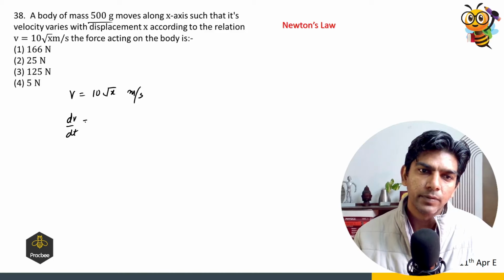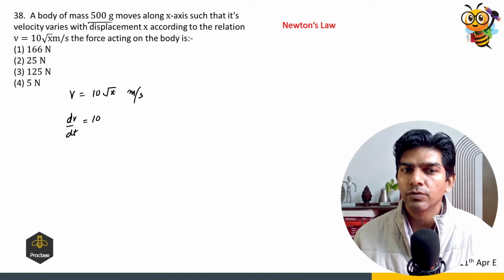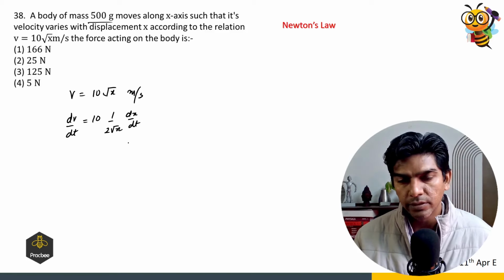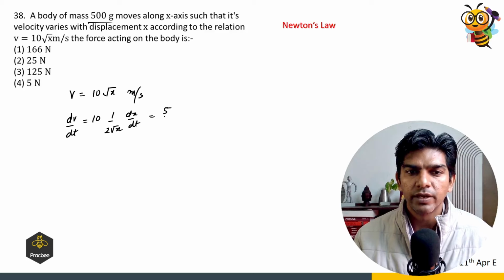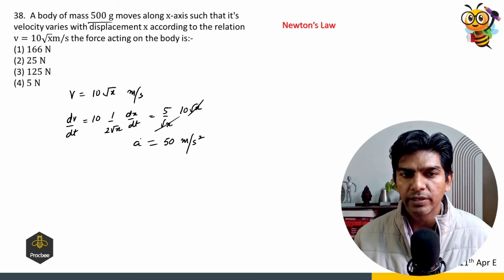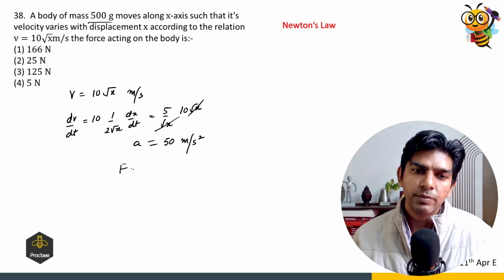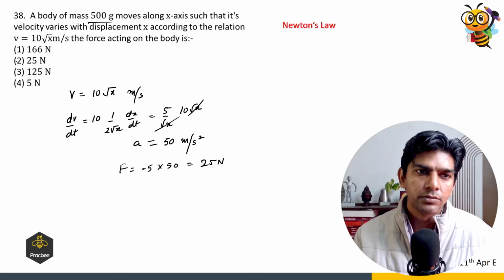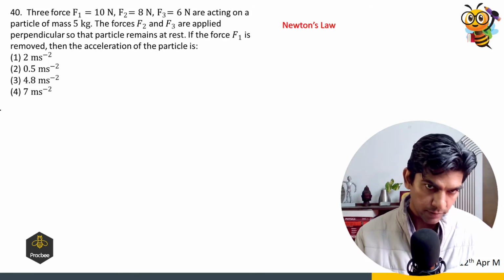So dv by dt will be 10 times the differentiation of root x, which will be 1 by 2 root x times dx by dt, where dx by dt is nothing but the instantaneous velocity. So it comes out to be 5 by root x times v, and v is 10 root x. So root x will get cancelled out, so it comes out to be 50 meters per second square. So we got the acceleration. So the force will be mass times acceleration. Mass is 0.5 kilograms times the acceleration, so it comes out to be 25 Newton. So option 2 is the right answer.